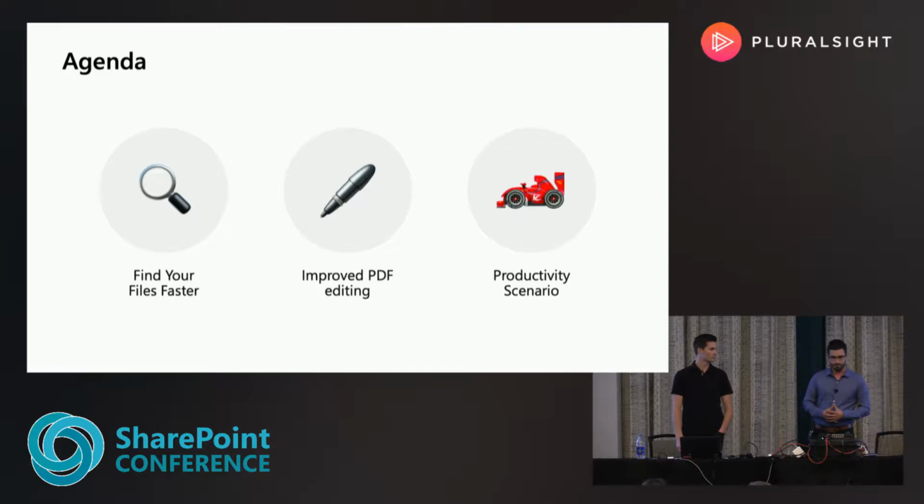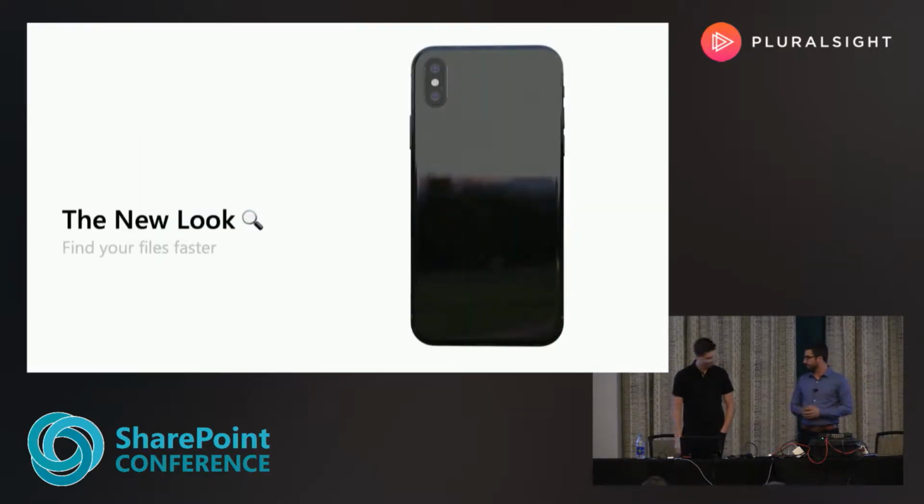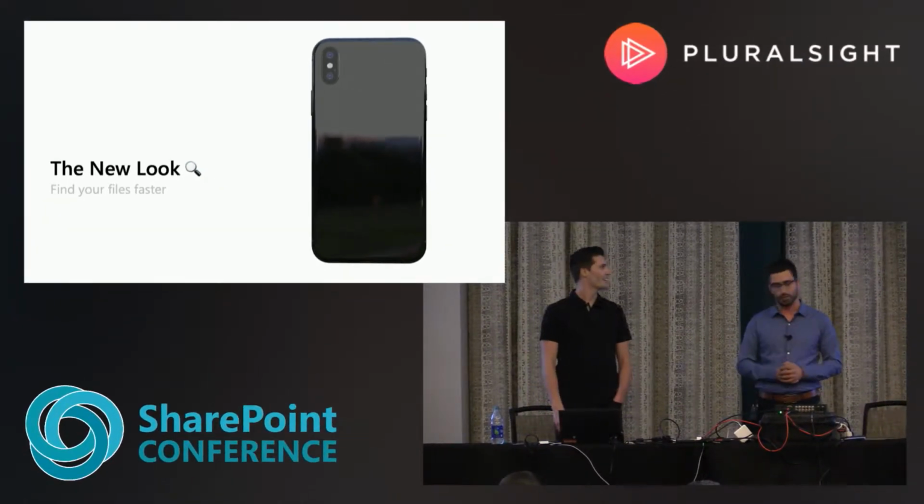So within OneDrive, there's a few different jobs to be done. The most important and obvious one is finding your files and finding them quickly. The second thing we'll go over today is our new and very improved PDF editor. And last, we're going to be going over some mobile productivity scenarios, some new features and some old ones like camera upload. So with that in mind, we're going to dive in. The first thing we're going over is the first thing you see when you open OneDrive.